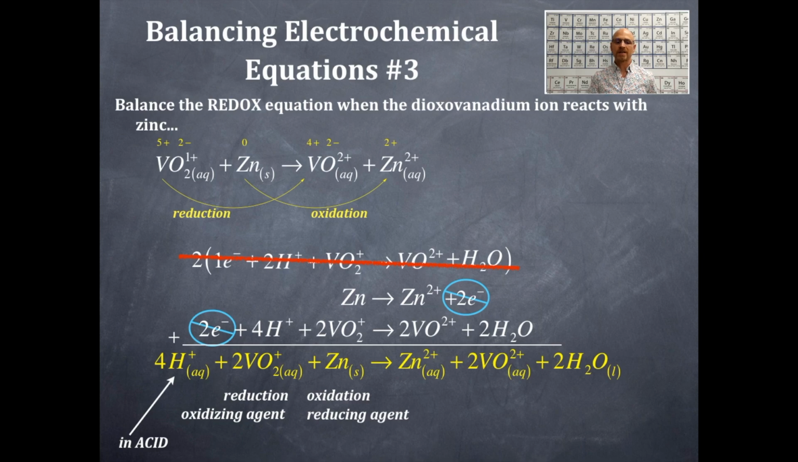Remember, reduction is the oxidizing agent. Those are really one and the same thing. Oxidation is the reducing agent. That is also one and the same thing. So now I've successfully balanced this equation for mass and for charge.